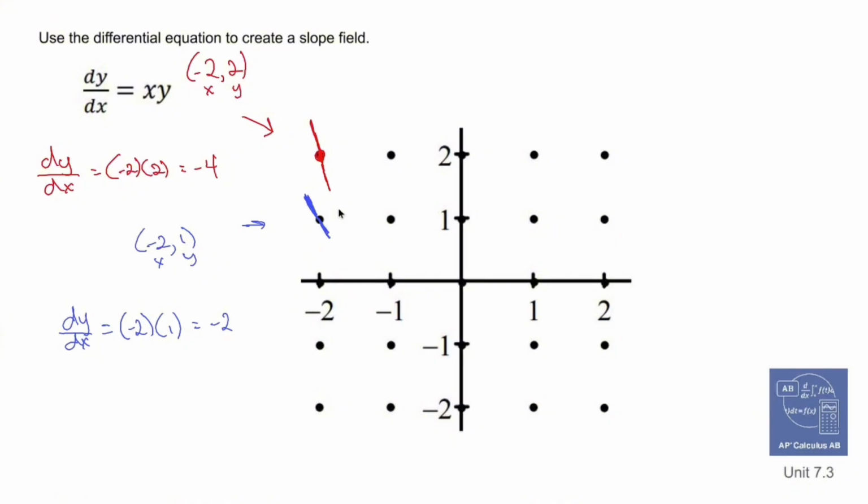And then we just keep doing this. Now here's the nice thing. This is where life is going to get pretty easy. Everything along the x-axis has a y value of 0, and if I multiply anything by 0, I get 0. So all of these are going to be a flat line that looks like this.